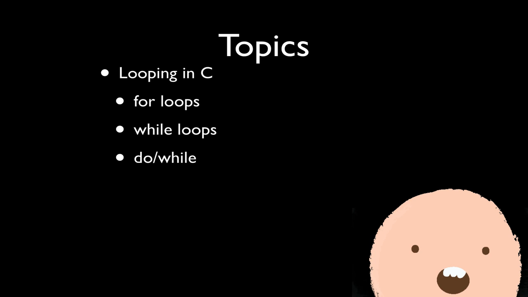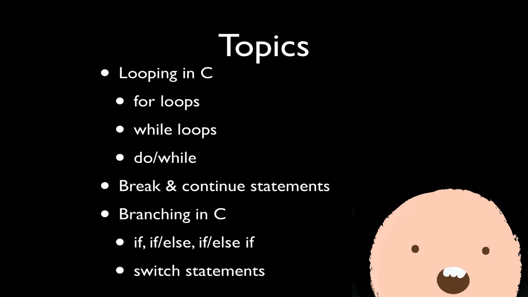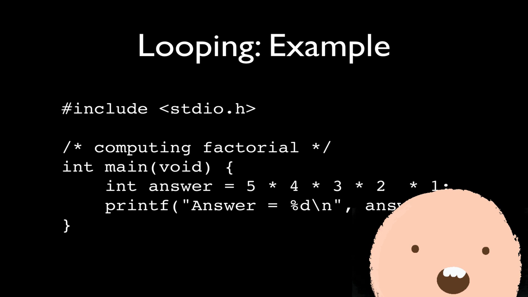branching. We'll start out with looping. We'll look at for loops, while loops, and do while. Then we'll talk briefly about the break and continue statements, and we'll conclude with a discussion of branching in C. In particular, we'll look at if else, and the if-else if, as well as the switch statements.